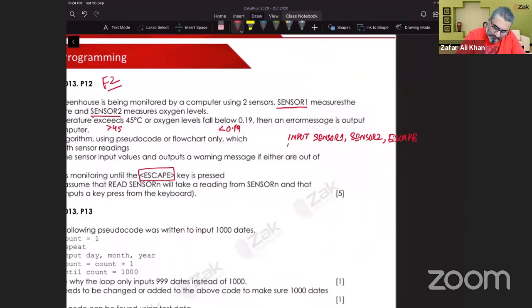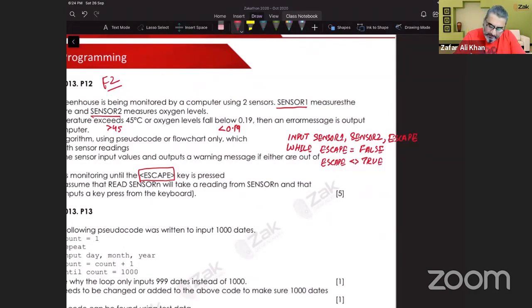And then the condition would be while escape is equal to false. So this loop will work until escape is false. Or you may write escape is not equal to true. These two conditions are the same.